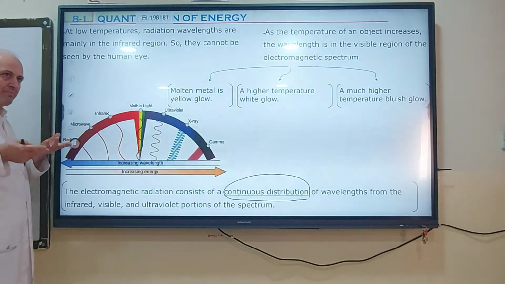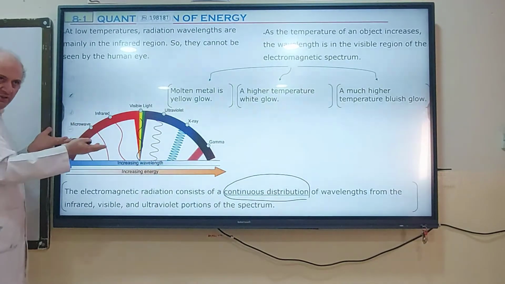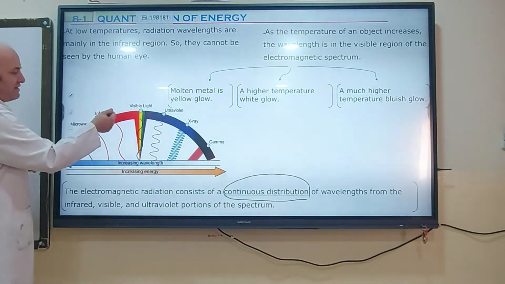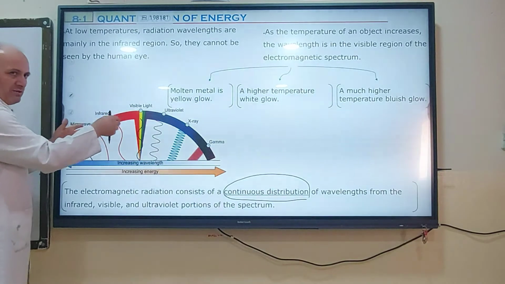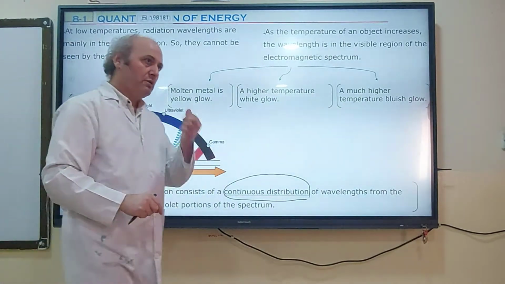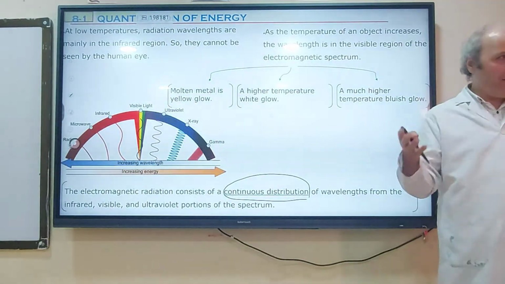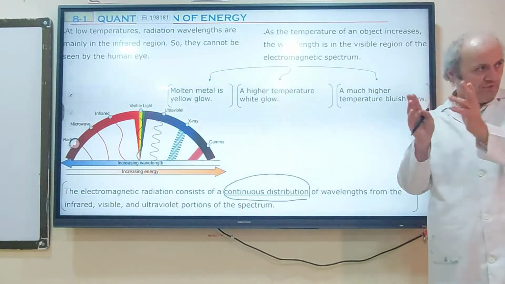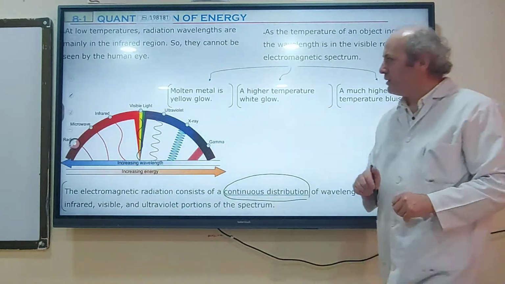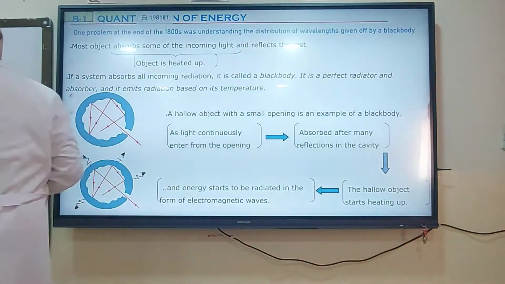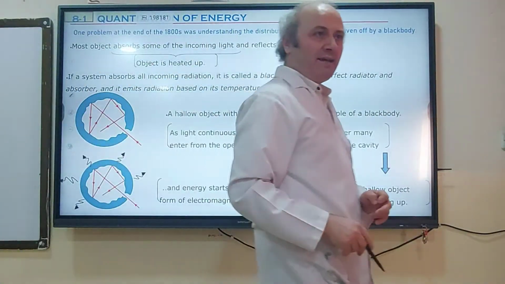It's just a naming business. So infrared starts from here to there. We gave them those numbers. There are no certain intervals. On average, they are given some values.